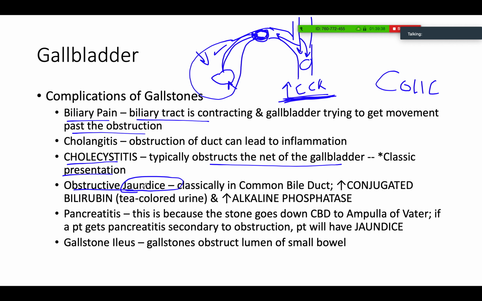So good. Elevated alk phos, again, elevated GGT. And other things that we can also see is pancreatitis. If the stone is at the ampulla of Vater, it's going to block not only the secretions from the liver, but also the secretions from the pancreas. And that can lead to pancreatitis.